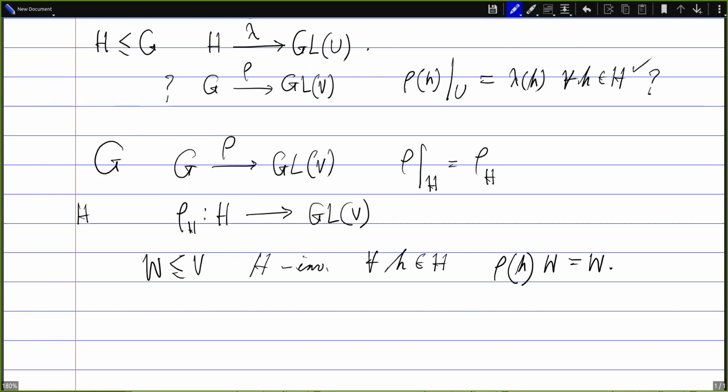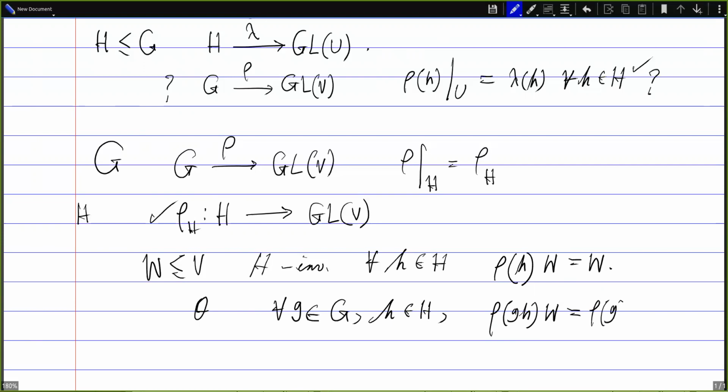So once W is H-invariant, then we can talk about the subrepresentation of rho_H on this vector subspace W. Let us call the subrepresentation theta. Now let's observe that for any g in G and h in H, rho_(gh)(W) is basically rho_g composed with rho_h(W). Since rho_h(W) is W, this is simply rho_g(W). So this holds for any h and any g.